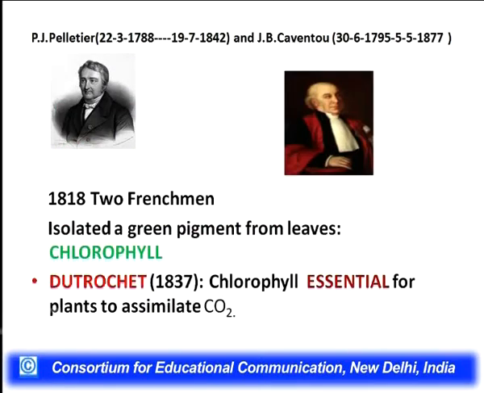In the meantime, two very important discoveries were made. Two Frenchmen, Pelletier and Caventou, were responsible for isolating a green pigment from the leaves, and this was termed chlorophyll. This wonder pigment had no role in photosynthesis till another Frenchman, Dutrochet, in 1837 established that chlorophyll is absolutely essential for the plants to assimilate carbon dioxide, and the yellow leaves are in no position to make any food whatsoever.